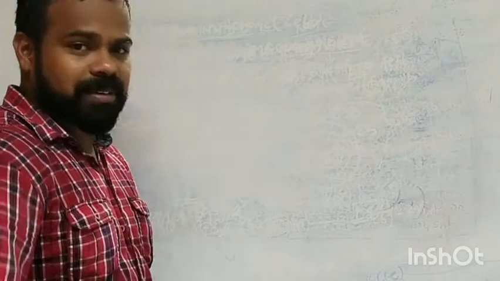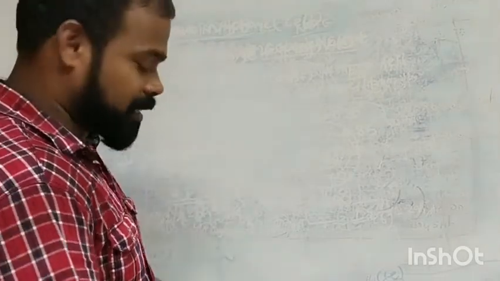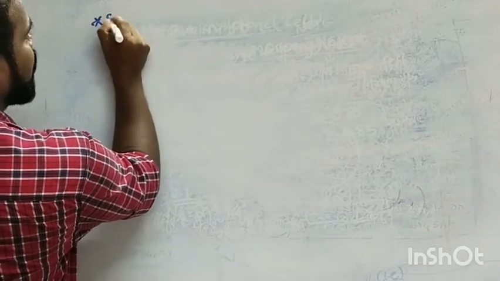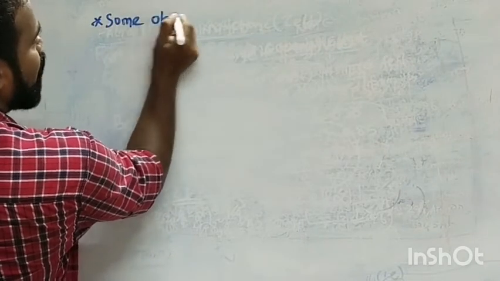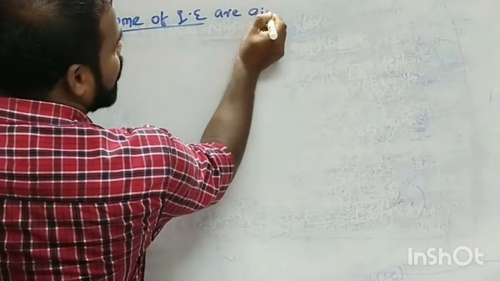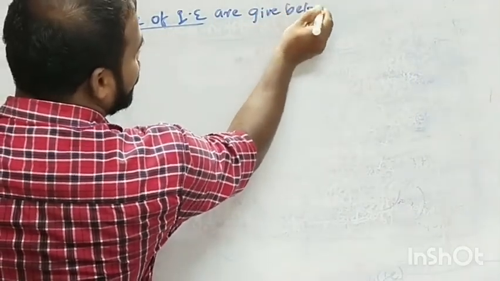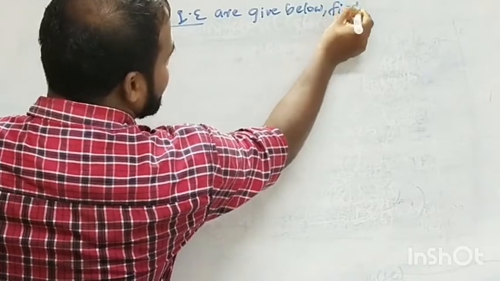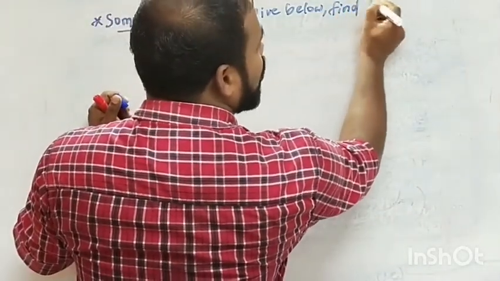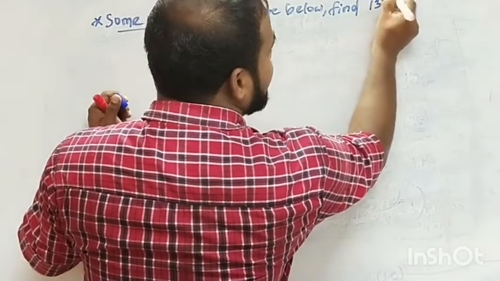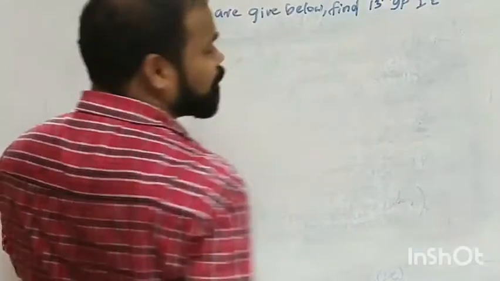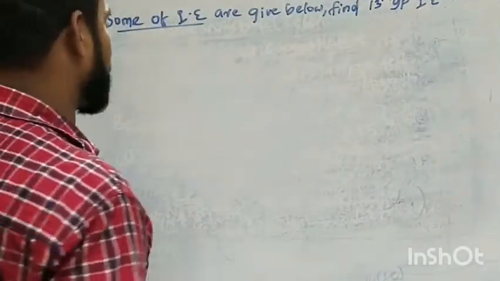Okay, only one question. Last year this question was asked. Some of the ionization enthalpies are given below. Find the 13th group ionization enthalpy by looking at them.